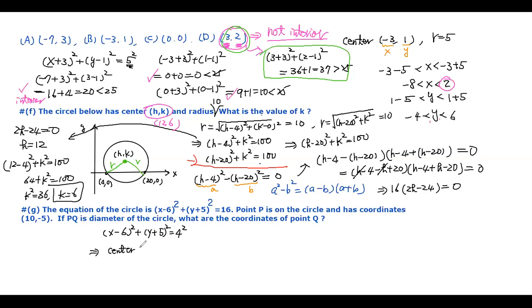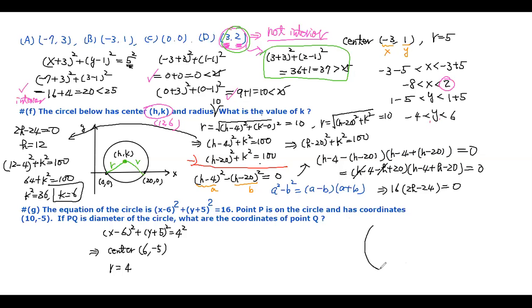Okay, so one more time, everybody know what is the center here? It will be 6. So what happens if here is plus 5? We need to put a negative, right? And what is the radius here? Radius of 4. Okay, so now let's say PQ is the diameter of the circle, and P has coordinates (10, −5).